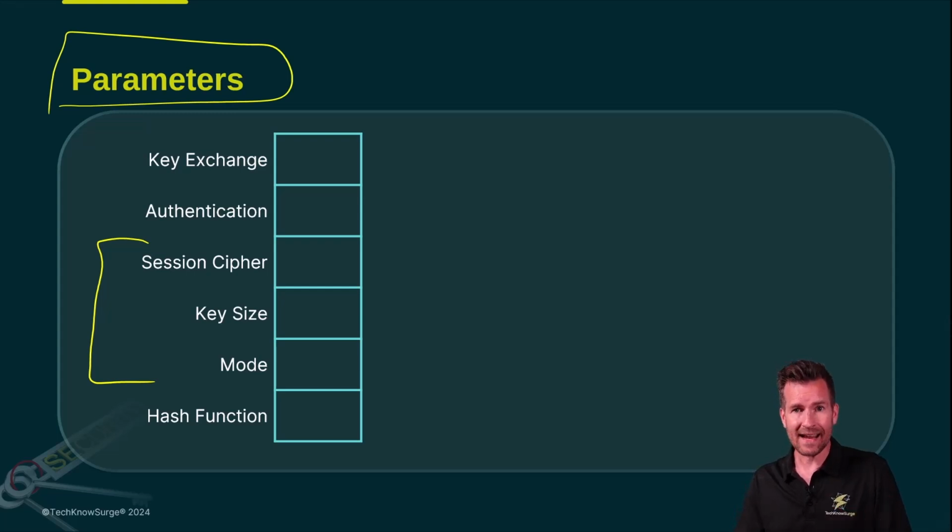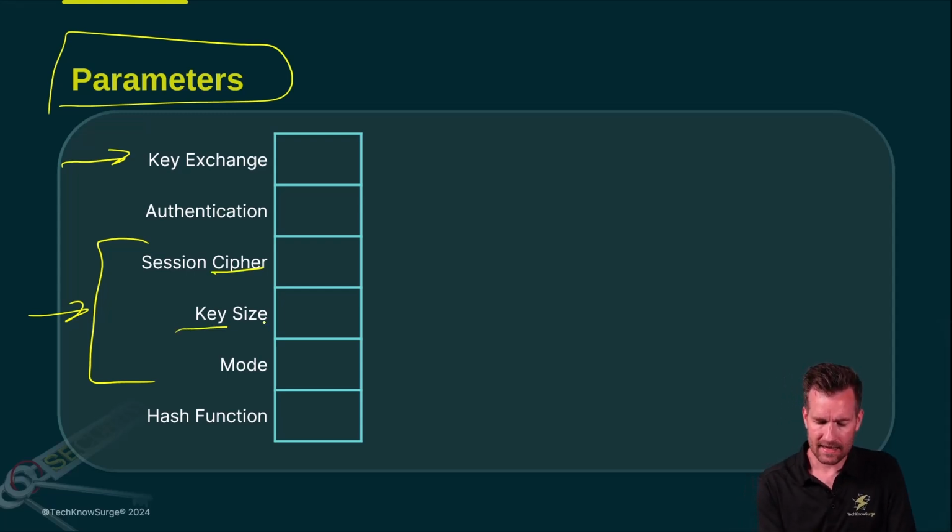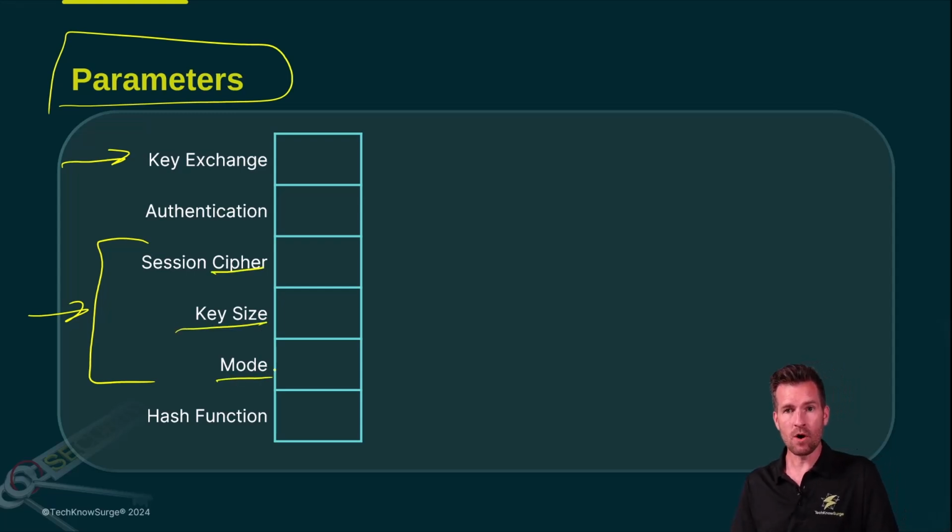We may use asymmetrical encryption for things like key exchange. But the problem is that's very resource intensive and very slow. And so we'll want to transition to start using symmetrical encryption. And so that's what this specifies right here. We're going to choose a cipher to use. There's going to be a key size, and there's going to be a mode for that.